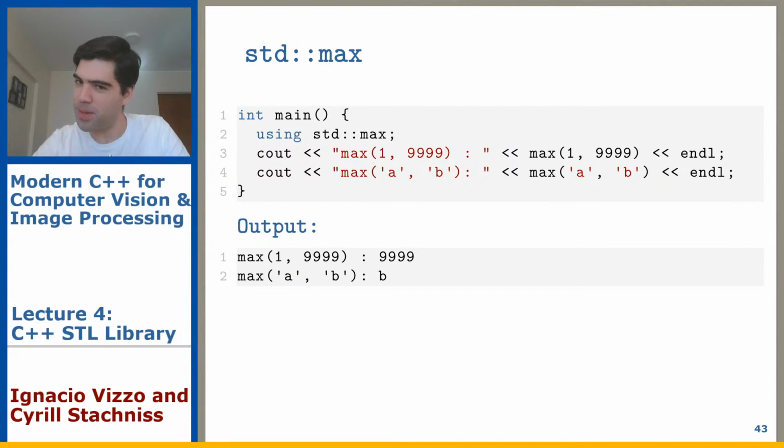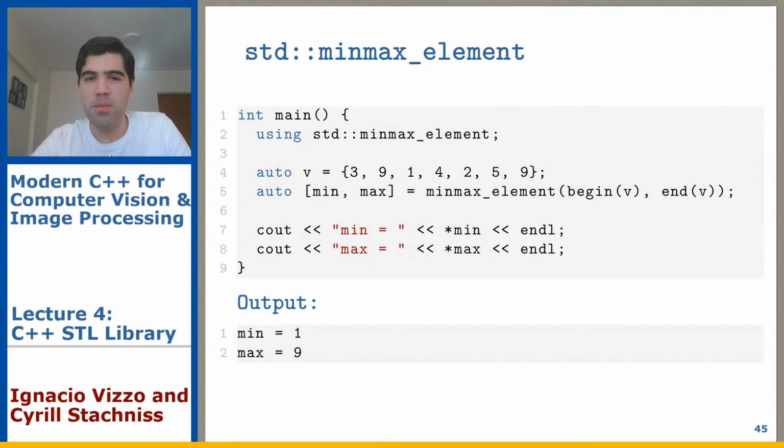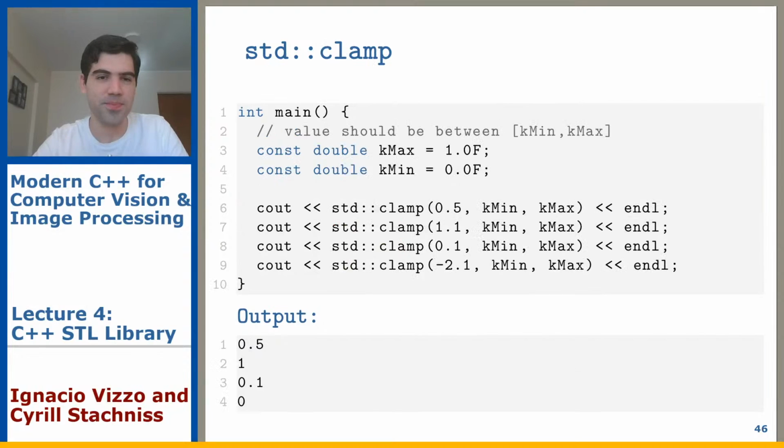Maximum, there's nothing to explain about this. Just calculate the maximum between two numbers. Minimum element: with this you will get access to the location of the minimum element. Min-max element: you will get a pair of the minimum element and the maximum element. There are many of them. There is minimum, maximum, min element, max element. Just go and check it out on the CPP reference.